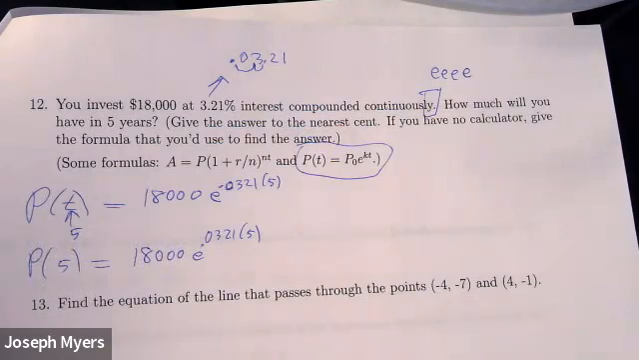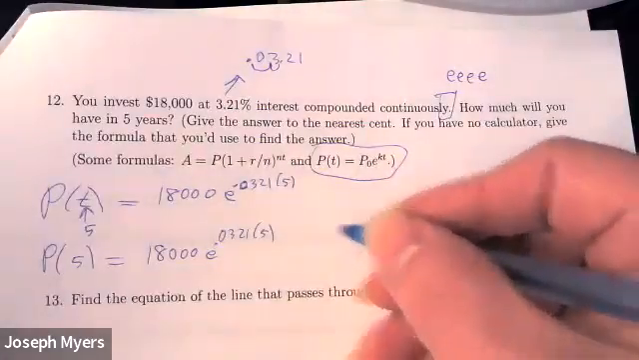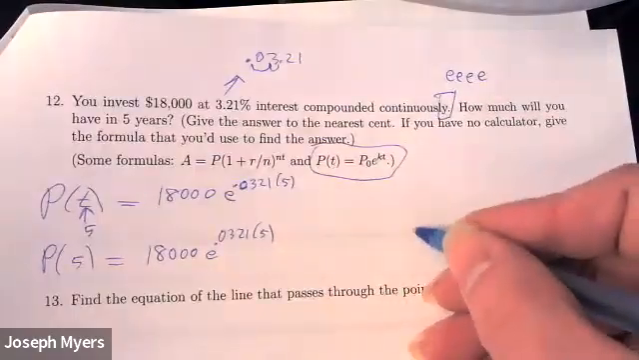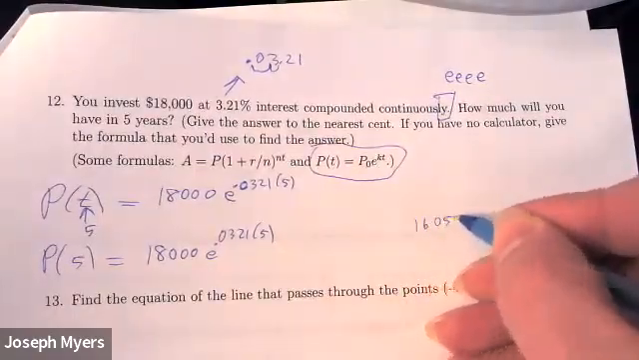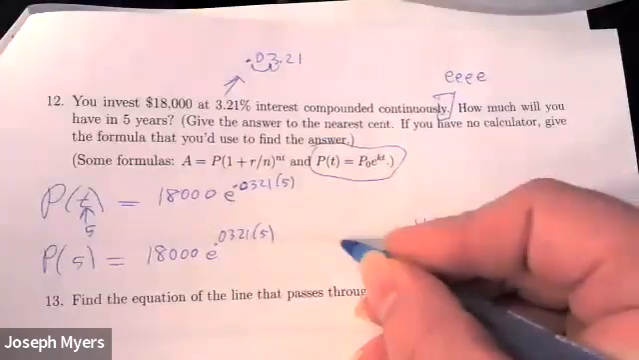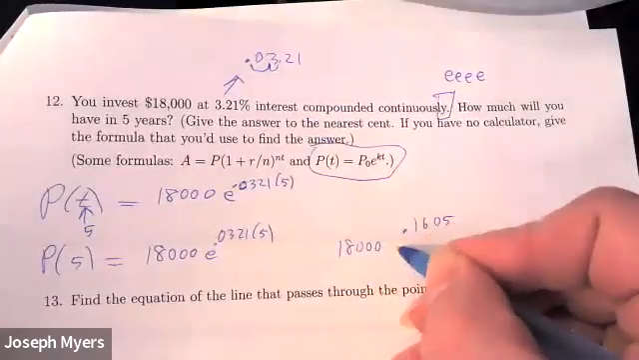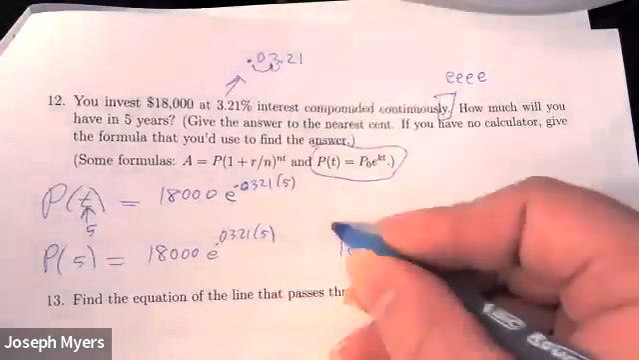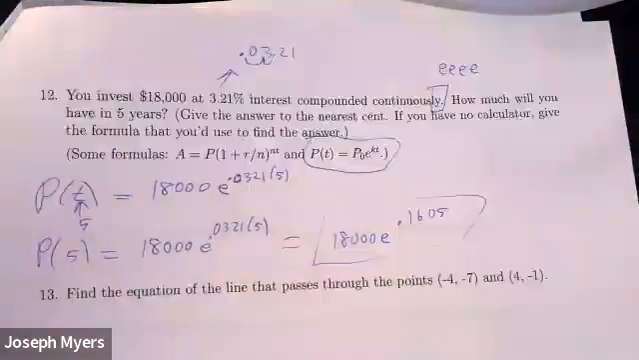Let's see. 300 times 5 is 1,500, right? 20 times 5 is 100. So that'd be 1,600. 1 times 5 is 5. So I think that 321 times 5 would be 1,605, right? Yep. So it'd be 18,000 times e to the power of point. But I definitely cannot do the E in my head, though.